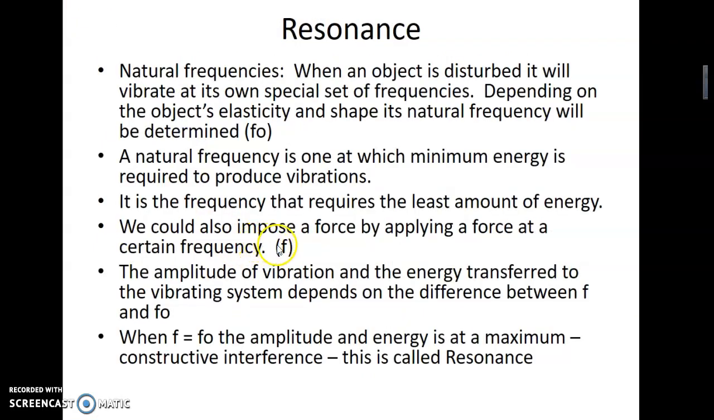Okay, the other thing that we want to talk about in this video is resonance. When we talked about the shock absorber hitting a bump and just having this natural oscillation, natural frequencies happen when an object is disturbed. It's going to vibrate at its own special set of frequencies. If we pluck a guitar string, how heavy is that guitar string? What kind of vibration is going to happen? Depending on the object's elasticity, its shape, its mass, its natural frequency is going to be determined. So it has natural frequency or frequencies, f sub naught. A natural frequency is one at which minimum energy is required to produce that vibration.